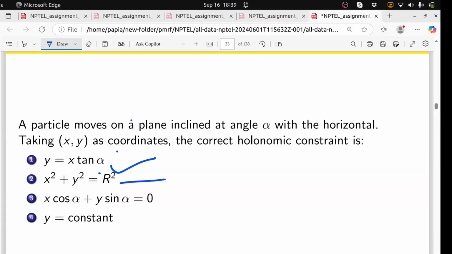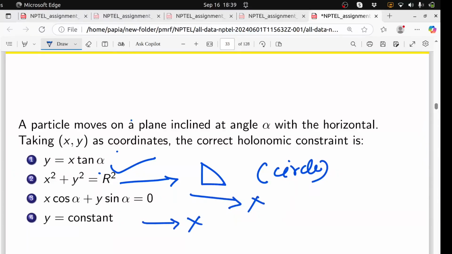x square plus y square equals to r square. This can be like the equation of that circle. Then this one is also not correct, and y equals to constant is also not correct. So the correct option will be y equals to x tan alpha.